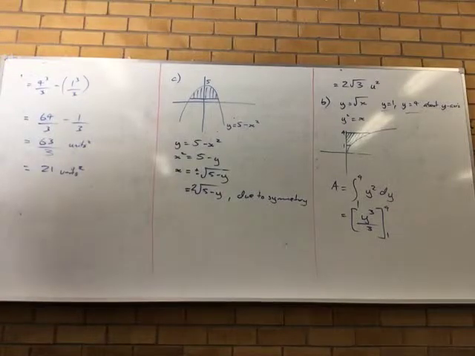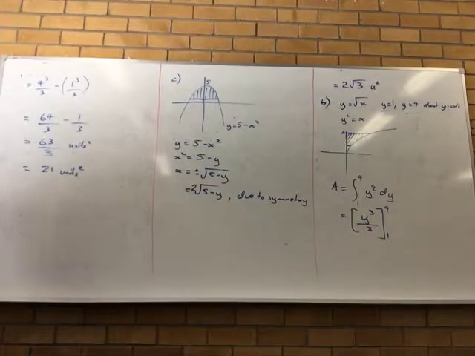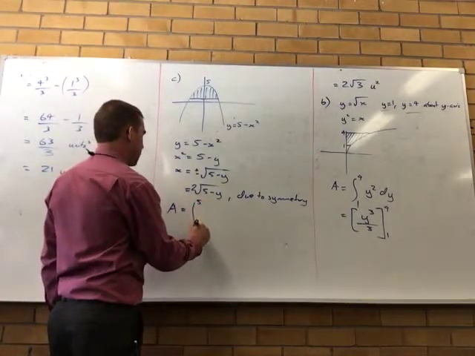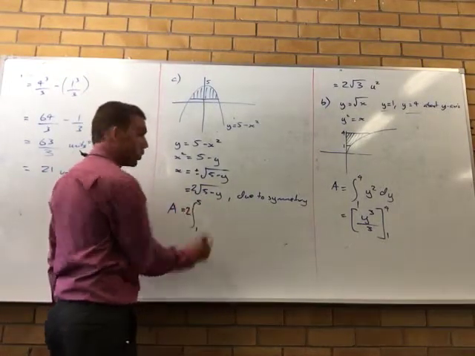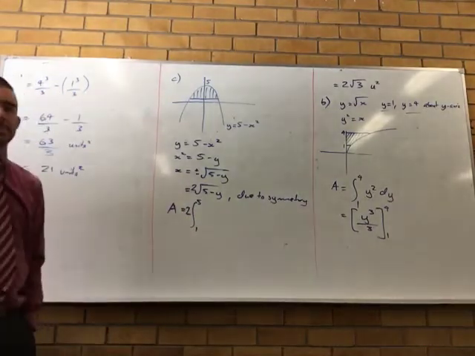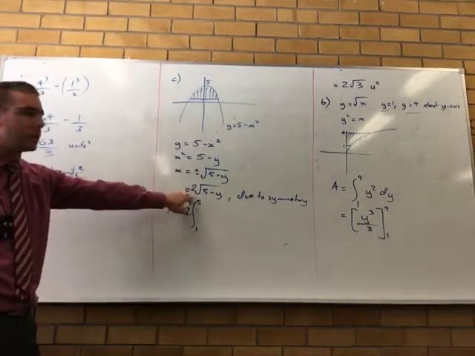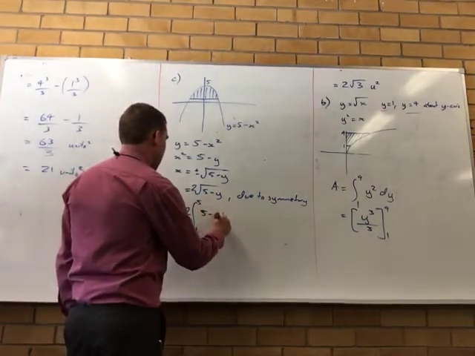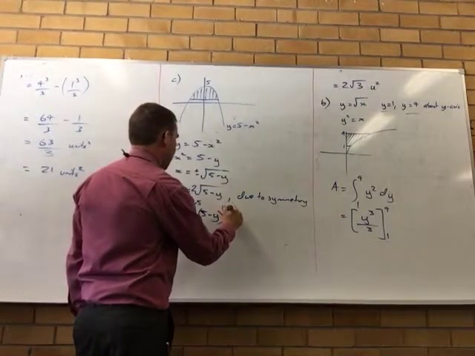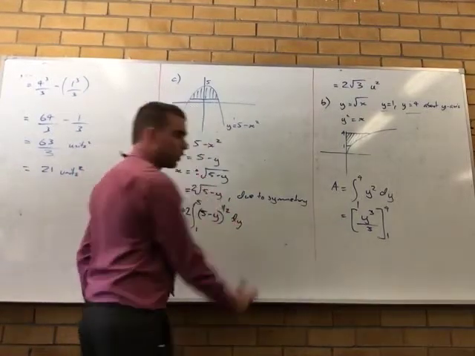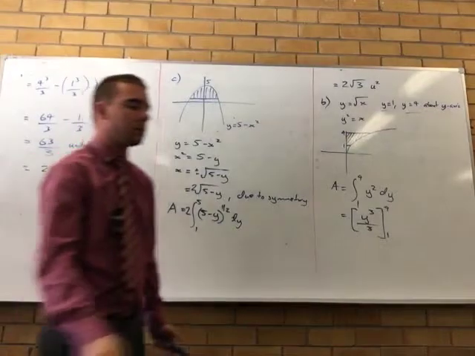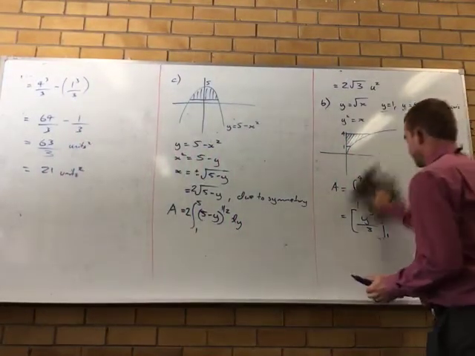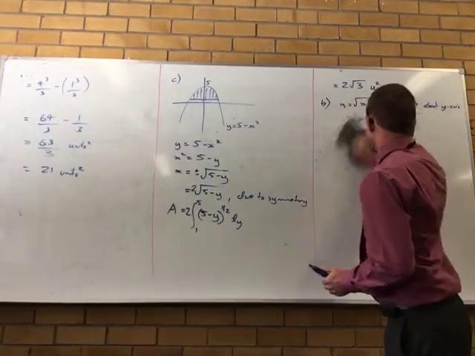Okay, between 1 and 5. So area is the integral from 5 to 1. I can put the 2 right at the very front there, because I'm multiplying by a constant number, so the 2 can go out the front. 5 minus y to the power of a half. And that's the other reason why I wanted to do it this way, because it will check that you can integrate that from our previous lesson.